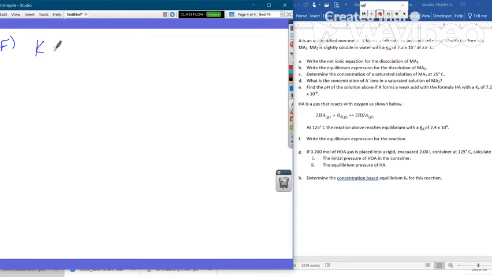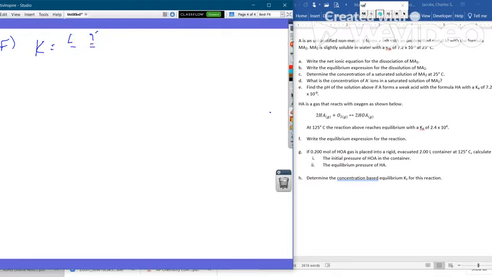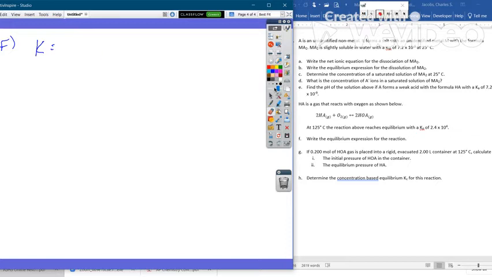So in this case, K would equal, well, we know that products go on the top, and we have HOA on the top, and we have 2 moles of that. So I'm going to go HOA, and that's going to get squared. On the bottom, my reactants, I have HA, and of course you're probably thinking to yourself, what in the world are you doing? Because I'm thinking the same thing to myself. I'm thinking, I don't know what I'm doing, because this is supposed to be a pressure-based equilibrium, isn't it? Yep, it most certainly is.